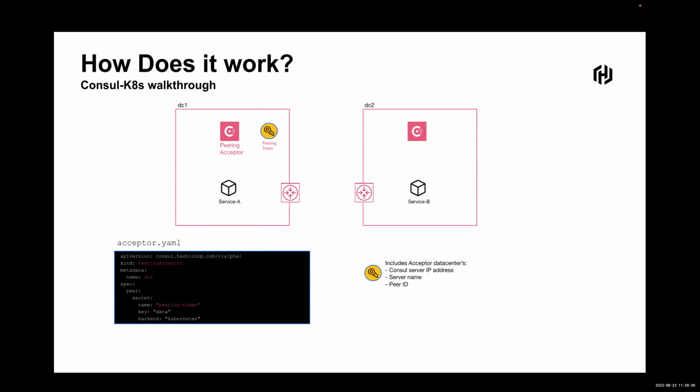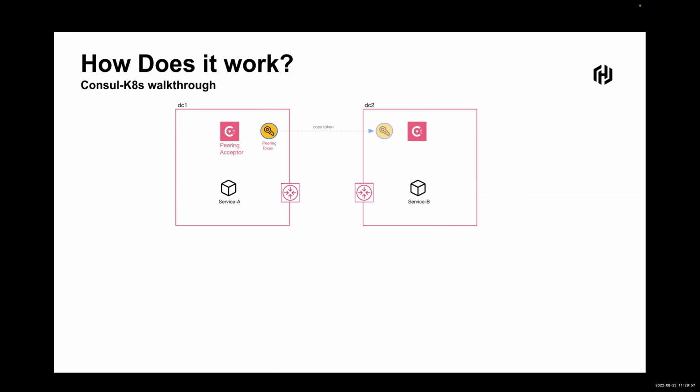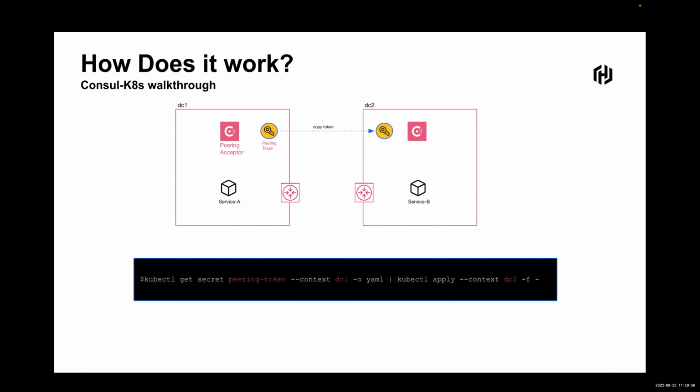Within this token, there's a bunch of pertinent information of the acceptor, including the server IP address of the acceptor, the server name, the peer ID of the acceptor, right? So this token becomes important to establish the connection. So what do you do with this token? Well, you need to copy that token over to the other data center.